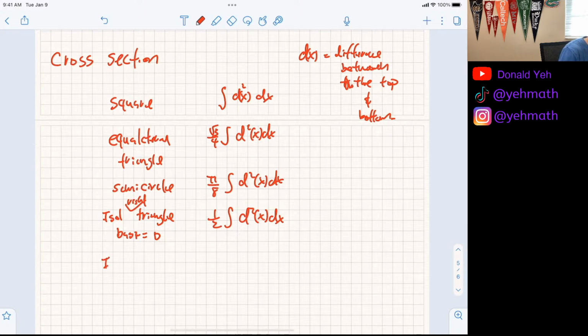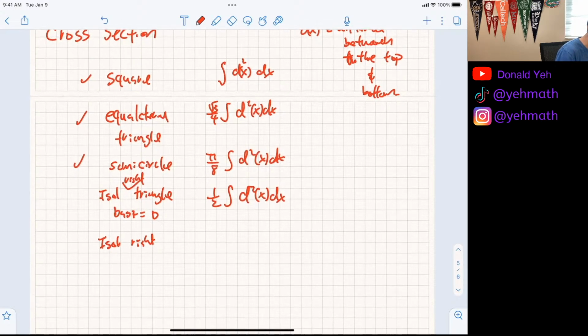So they can give you an isosceles right triangle. Now I usually test this. I don't really test the isosceles triangle, but the AP exam does test rectangle. They will say the base is 3 times the height, or the height is 3 times the base, something like that. They will give you something like that. So take into account all kinds of possibility.